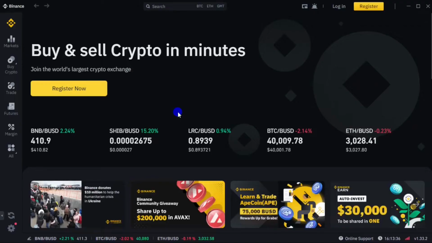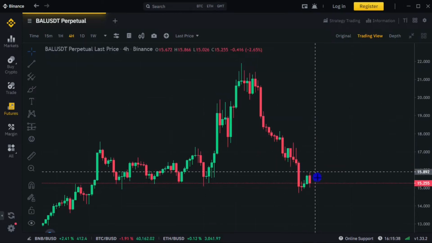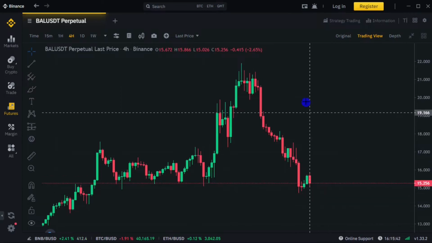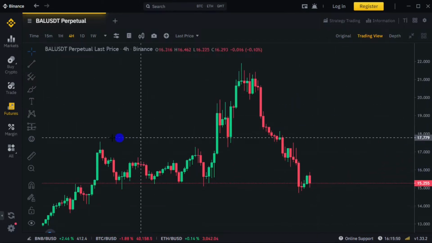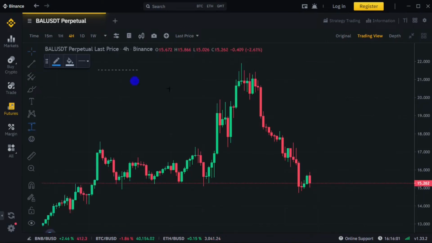Keep watching. The first step of the trend scraper technique is to identify the most current bearish trend section of the BAL USDT futures contract on a candlestick price chart. And here's how to get it right from the start. First, we have to trace the movement of the price action from the lowest price of the bearish trend to the highest price of the red candlestick bearish trend starter with the price range tool.